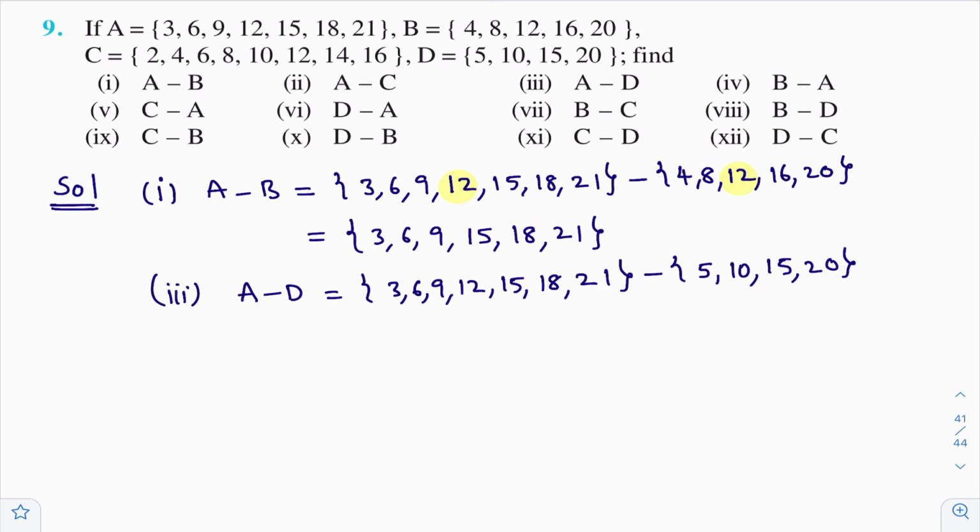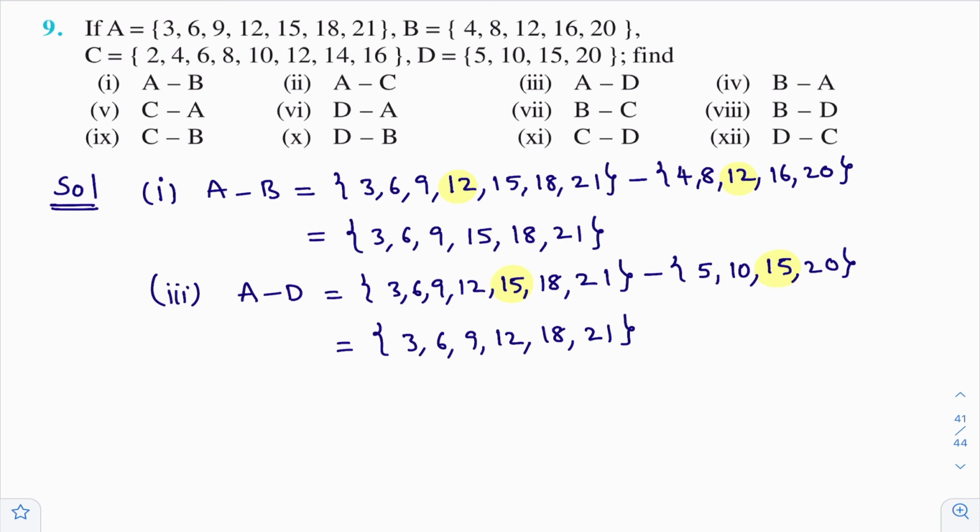Okay, A minus D. Here, first identify the elements which are common in both. Is there any element common in both? 15 is common in both. Next, there is no other element common in both. So other than 15, you write all the elements of the first set, that is 3, 6, 9, 12, 18, 21. I hope you are understanding these bits.